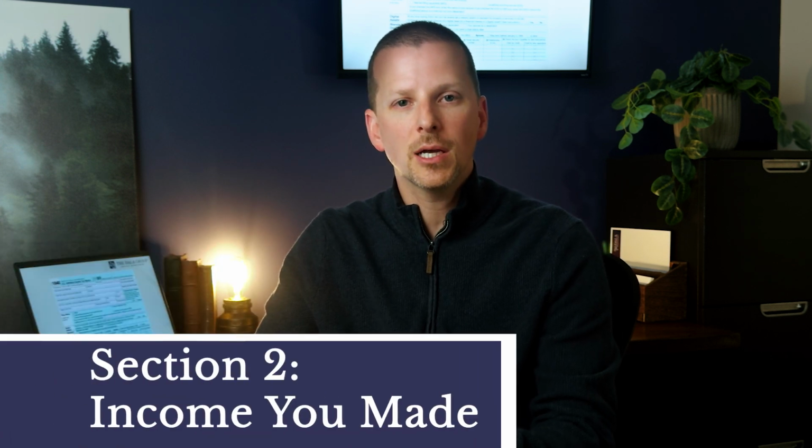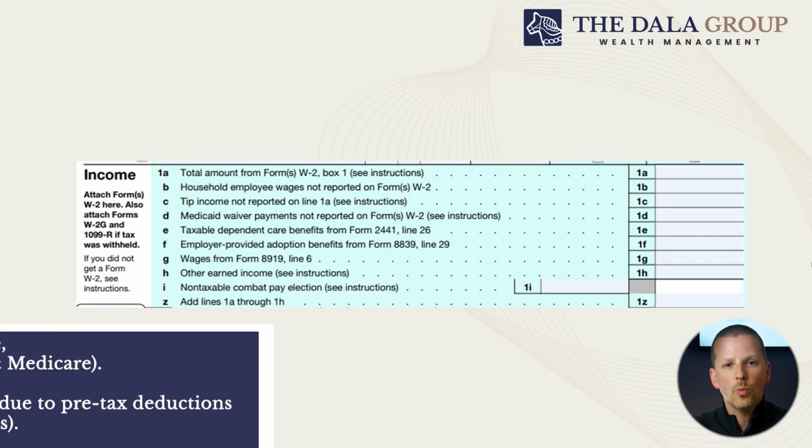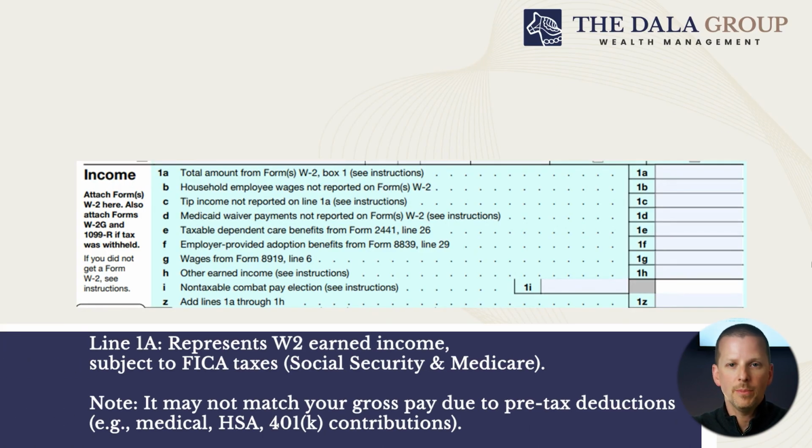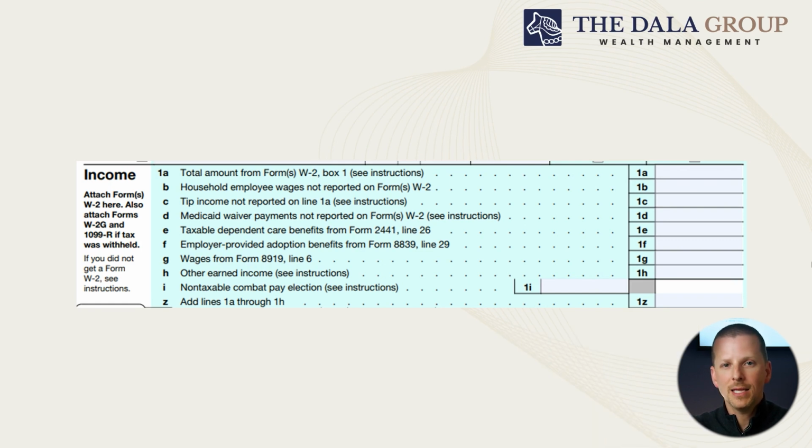Section 2 is the income you made section. Line 1A covers earned income from W-2 forms subject to Social Security and Medicare tax, also known as FICA taxes. The interesting thing about line 1A is that it may not match your actual pay. This can often be confusing for individuals. Line 1A is calculated by taking your gross pay and subtracting any pre-tax benefits paid through payroll, such as medical, dental, and vision premiums, HSA contributions, and pre-tax 401k contributions. This is why line 1A can often be significantly less than your gross income.